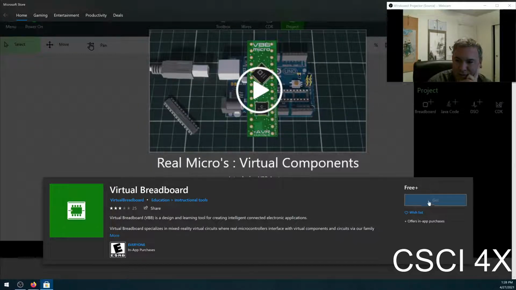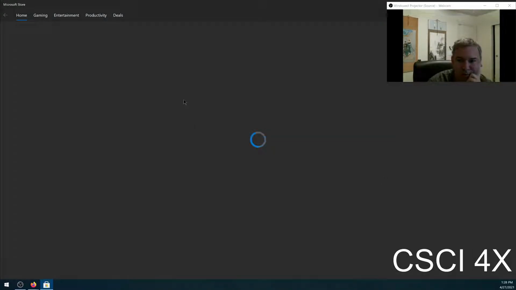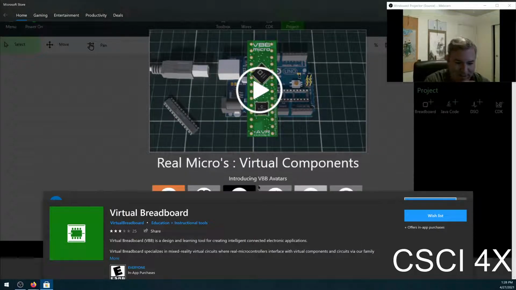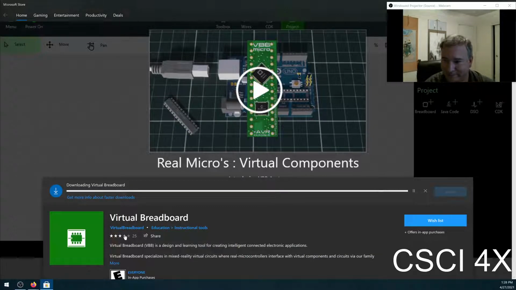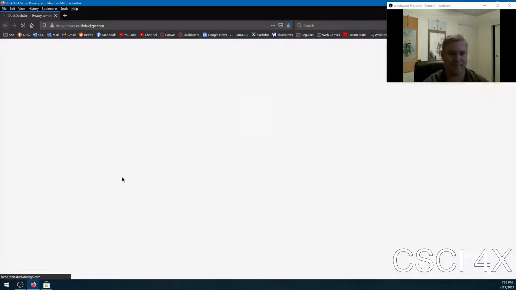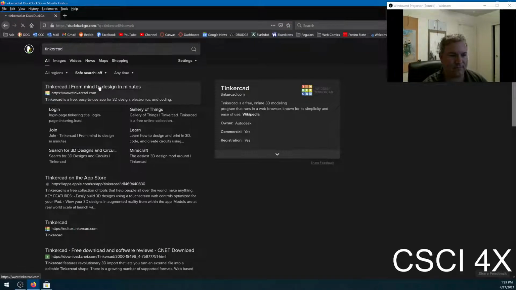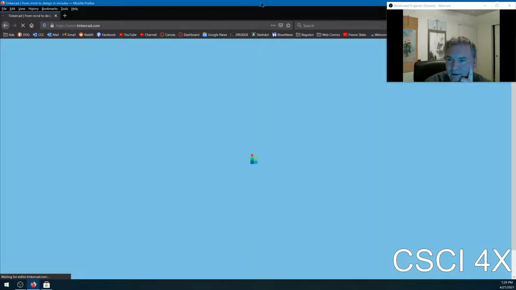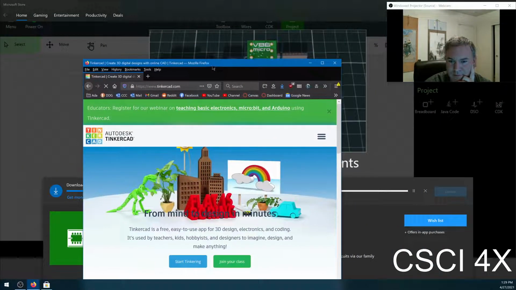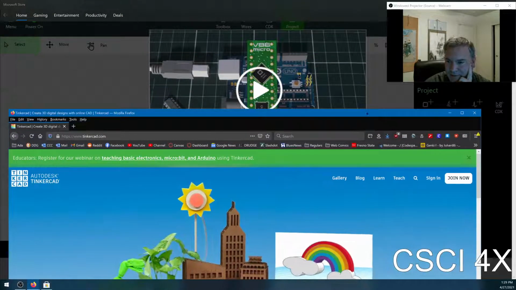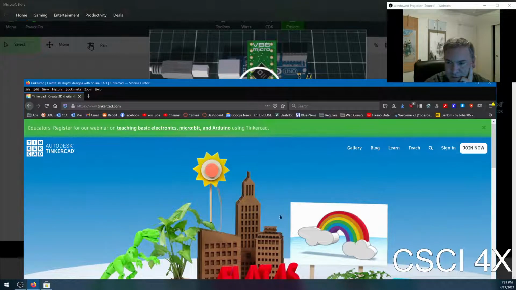Tinkercad, yeah, I've used Tinkercad before. Let's try this out real fast. 3 stars out of 5, you know it's good. Tinkercad is run by Autodesk, which is the company that makes some of the best CAD in the world. CAD stands for Computer Aided Design.